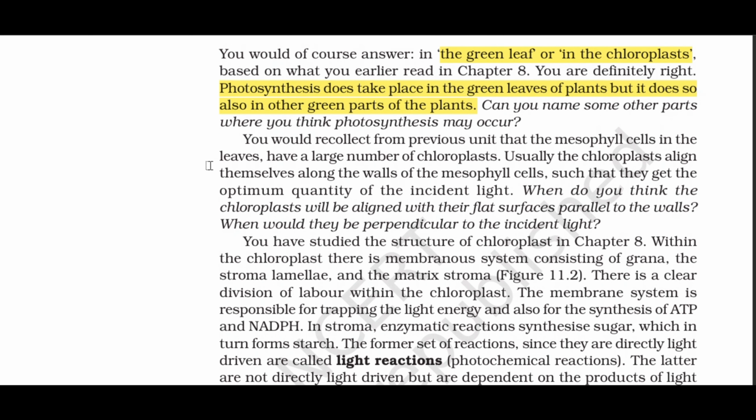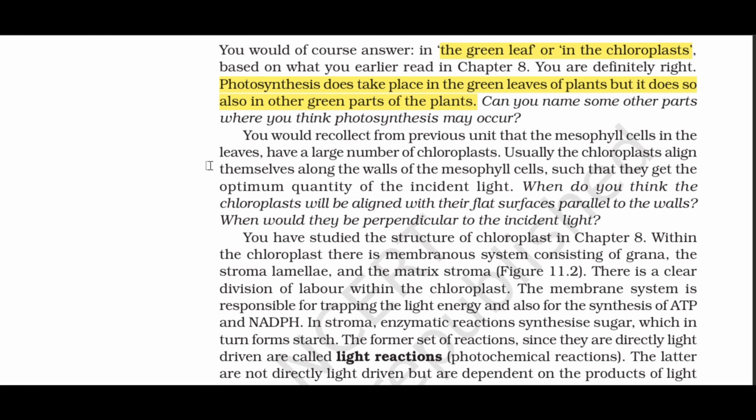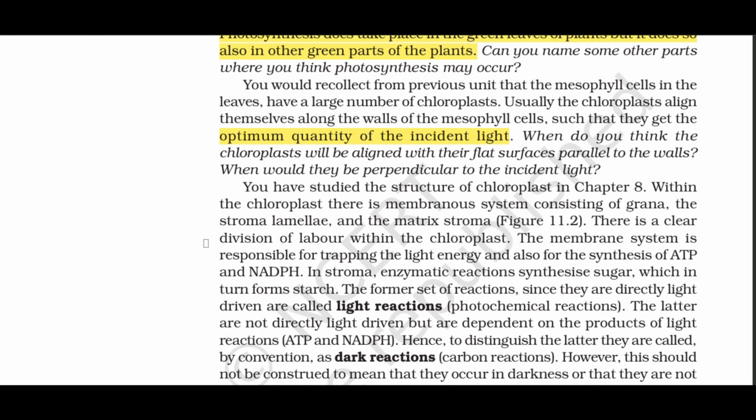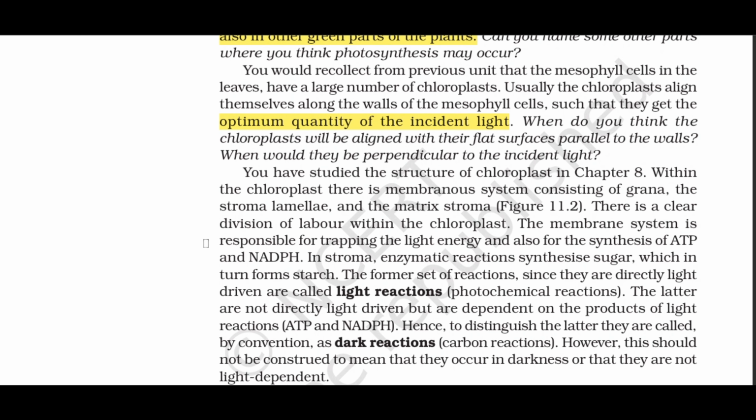You would recollect from the previous unit that the mesophyll cells in the leaves have a large number of chloroplasts. Usually the chloroplasts align themselves along the walls of the mesophyll cells, such that they get the optimum quantity of the incident light. When do you think the chloroplasts will be aligned with their flat surfaces parallel to the walls? When would they be perpendicular to the incident light? You have studied the structure of chloroplast in chapter 8.